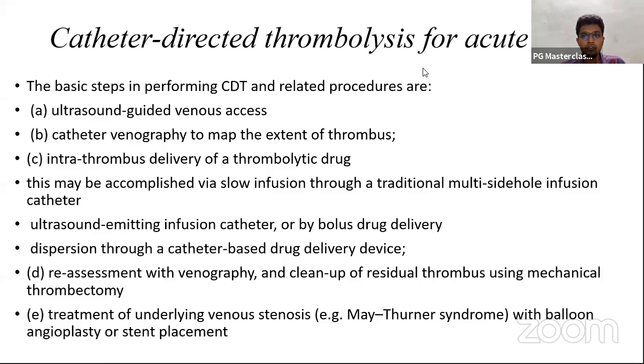Catheter-directed thrombolysis for acute deep vein thrombosis. The basic steps in performing CDT and related procedures are the establishment of venous access using ultrasound guidance, catheter venography to map the extent of thrombus, and intrathrombus delivery of a thrombolytic drug using a catheter. This may be accomplished via slow infusion through a traditional multi-side hole infusion catheter or an ultrasound emitting infusion catheter, or by bolus drug delivery.